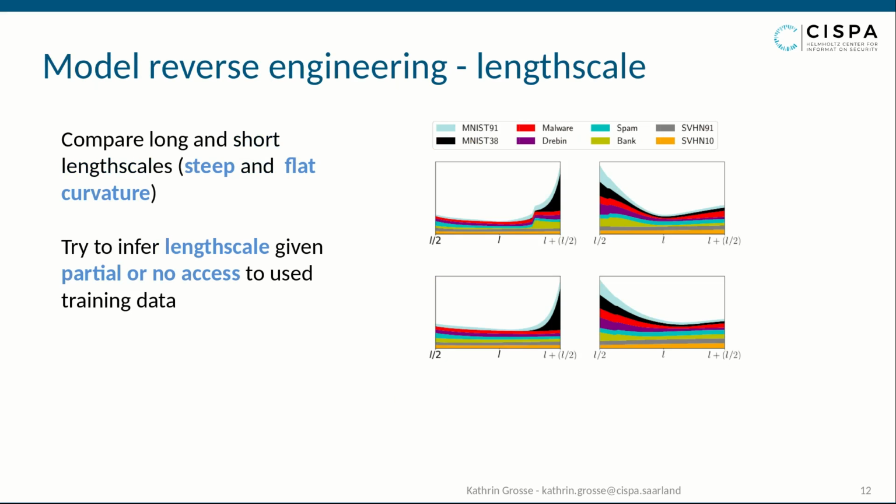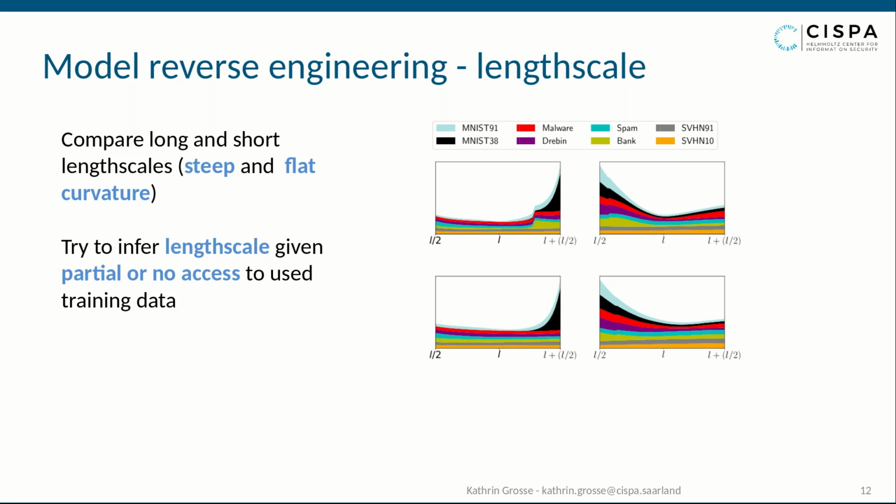So let's start discussing the first attack that we studied, which is a model reverse engineering attack, where the attacker tries to infer the length scale. For Gaussian processes, the attack works as follows. The attacker trains his own Gaussian process and then compares the output distances for a certain set of points. And since Gaussian processes are deterministic, what we would expect is that if the length scale is similar, then the distance is 0.